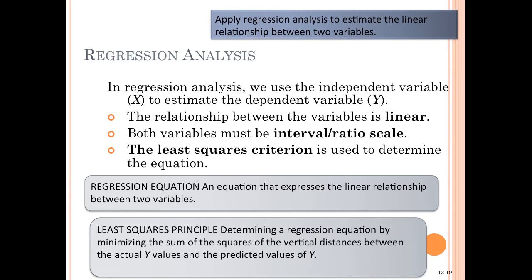So in regression, we use an independent variable x to estimate the dependent variable y. The relationship between the two variables is linear. Both variables must be interval or ratio scale. Same thing with correlation. It needs to be interval or ratio scaled. And the least squares criterion is used to determine the equation. The boxes are the definitions of these two. The least squares principle is a way of minimizing the sum of the squares of the vertical distance between the actual y values and the predicted y values.